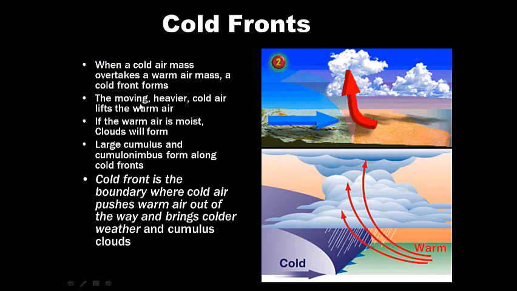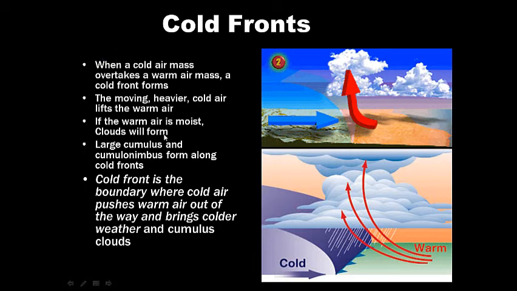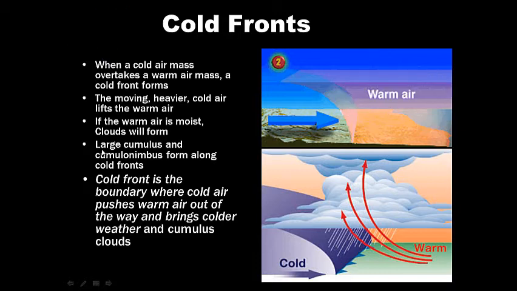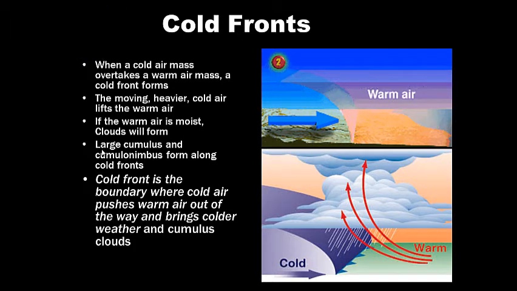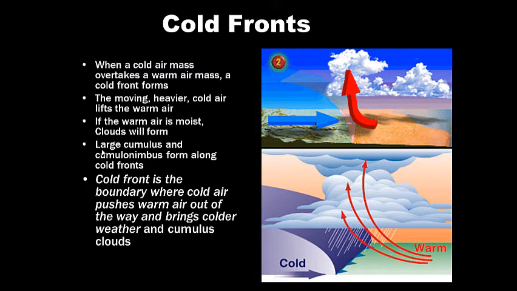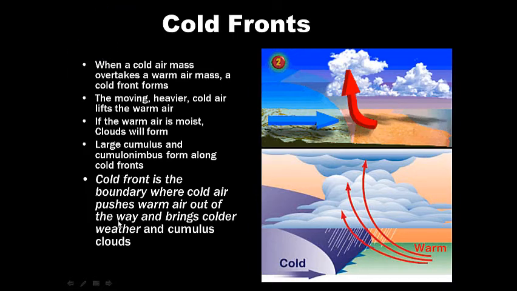So the moving heavier cold air lifts the warm air. If the air is moist, clouds will form. Large cumulus clouds and cumulonimbus clouds, which are the stormy kind of cumulus clouds, form along cold fronts. Any good weatherman will say, hey, look at those cumulus clouds. That is where the cold front's coming through. So a cold front, if we define it, is the boundary where cold air pushes warm air out of the way and brings colder weather and cumulus clouds.